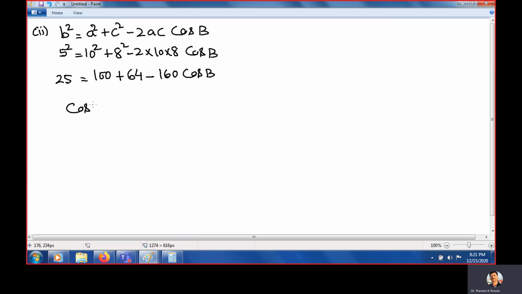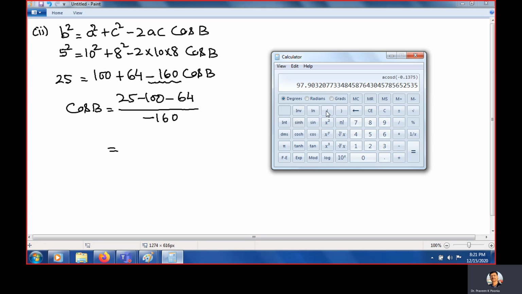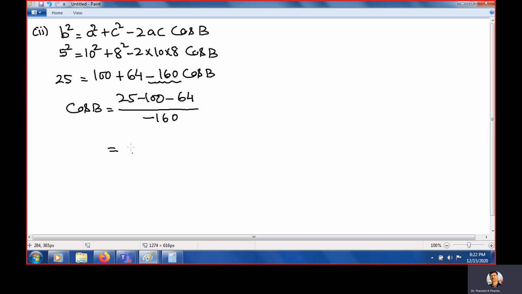Okay. Now cosine of B: 25 minus 100. You shift this 100, minus 100, minus 64, and divide by minus 160. Find this value. Use calculator. 25 minus 100 minus 64. How much is it? Minus 139. Divide by 160. But it is negative, so negative by plus minus. This is 0.86875.